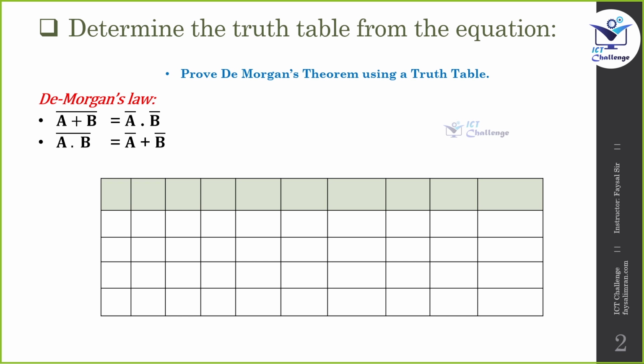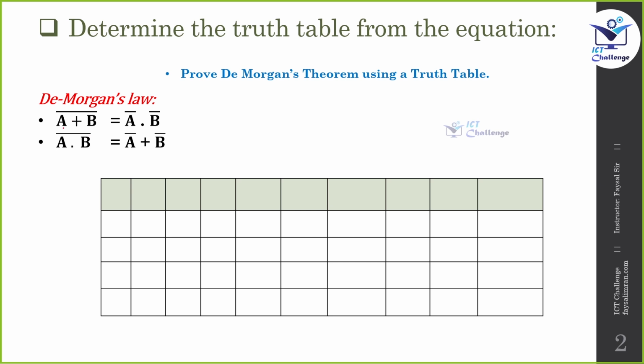Okay, so now we have to prove De Morgan's law. The left side is (a plus b) whole bar and the right side is a bar into b bar, and the second law, (ab) whole bar equals a bar plus b bar. So how can we be sure that the left side equals the right side? For this surety, we have to find the truth table for proving these kinds of equations.